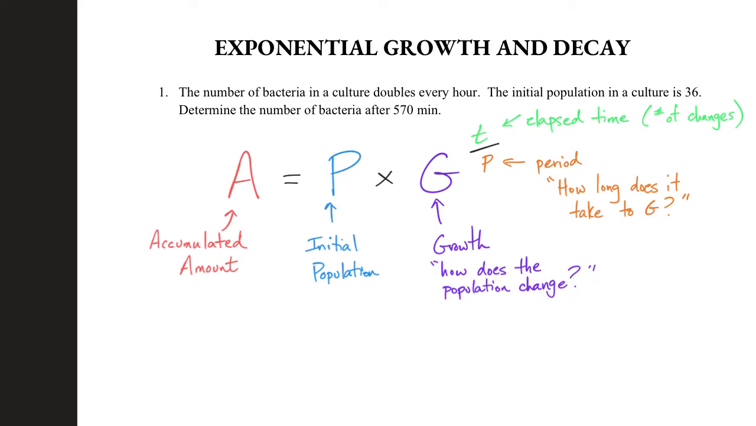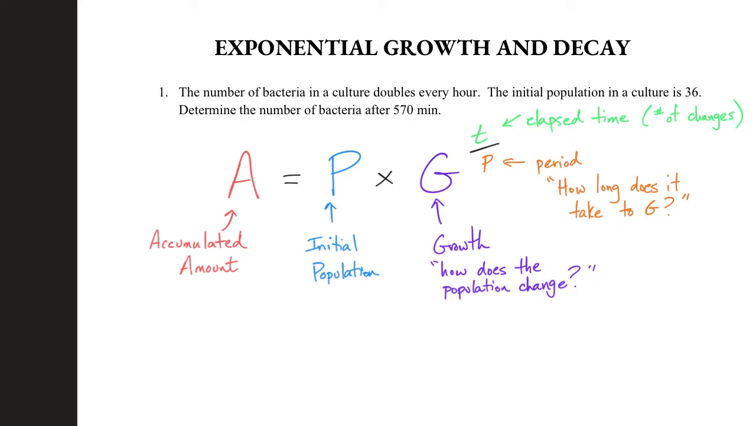Now, I understand that if this is a formula, it's really bad to use two of the same variable. I could be a little smart alecky and say the blue P is a big P and the orange P is a little p, but I know that's hard to tell with P's. Really what that little p is, it represents the period. And if you're ever trying to figure out what the period is, then if you can answer the question, how long does it take to G, then you know what that value is.